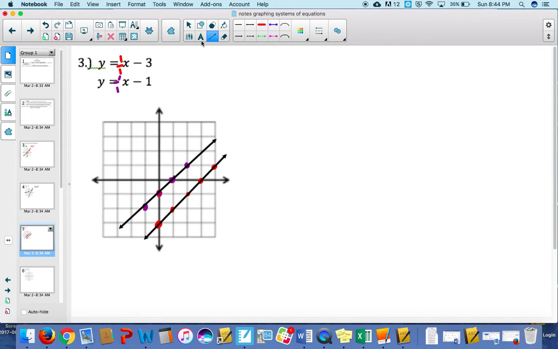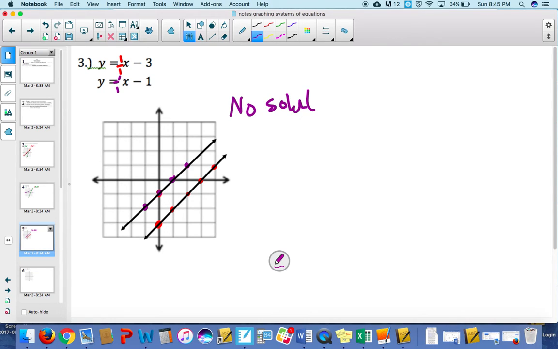So this is again an example where these lines will never intersect. They have the same slope. These lines are parallel. And so your answer for this system of equations is no solution, because we will never have an ordered pair where these lines would cross.